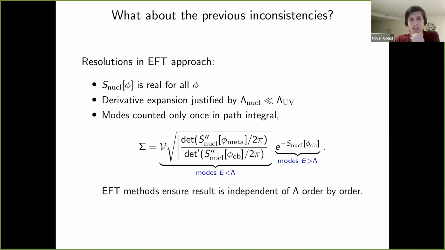And this resolves many of our previous inconsistencies. So the nucleation action is perfectly real. We don't have any problems with imaginary parts. The derivative expansion is perfectly justified because we have hierarchies of scales. And each of the modes is only counted once. I mentioned this before, but in the equilibrium part of the nucleation rate, all the high energy modes go into the exponent, and all the low energy modes go into the prefactor. Everything gets counted once. And using standard EFT methods, you can ensure that the result is independent of this cutoff scale, order by order, as long as the cutoff scale is between the appropriate ranges.